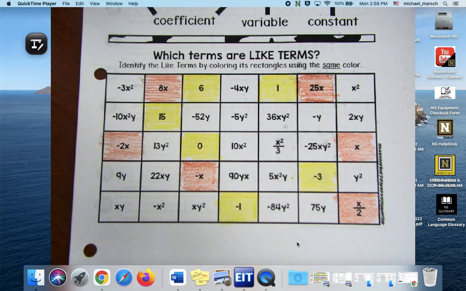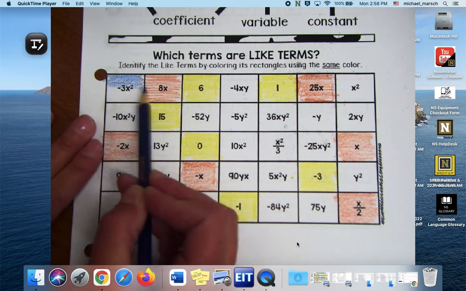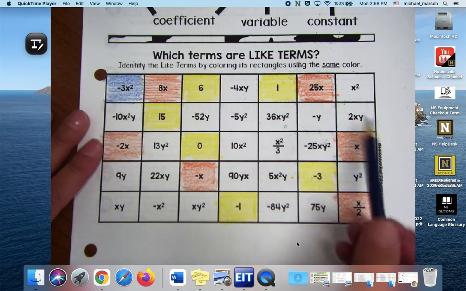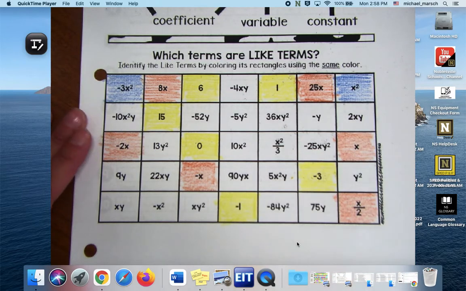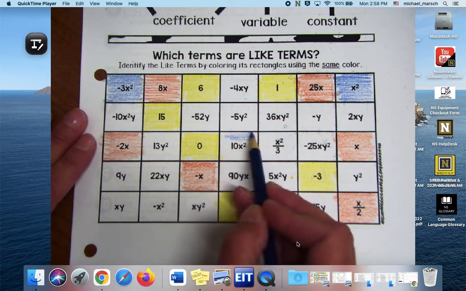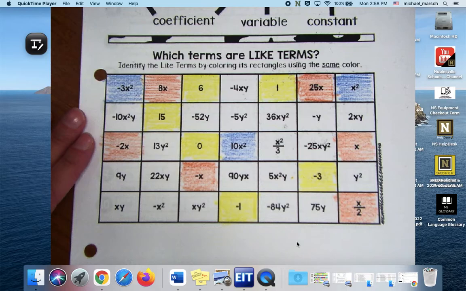Okay, the next one we're going to do is anything with x squared, and that's going to be dark blue. Anything with x squared, like negative 3x squared, plain old x squared, that's dark blue. 10x squared, you're still in color.